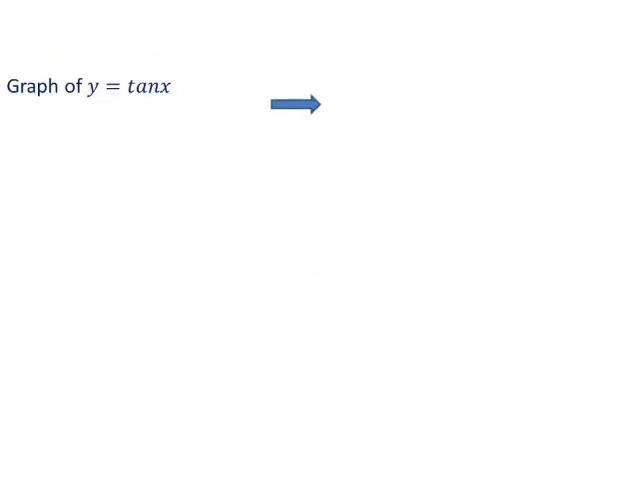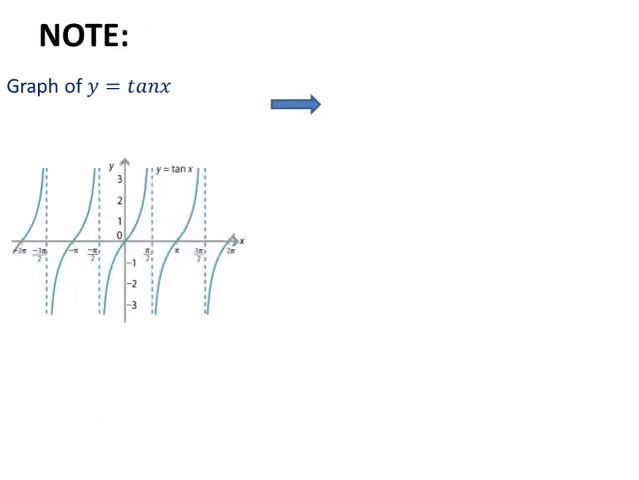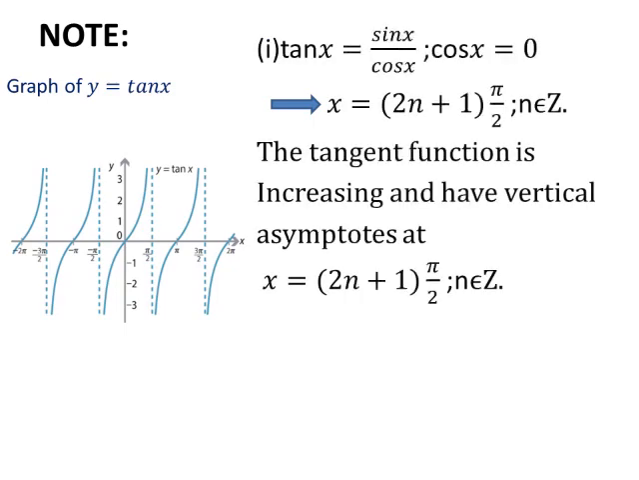Now we can see the graph of y equal to tan x. So here we have the graph of y equal to tan x in the interval minus 2 pi to 2 pi. So first subdivision, tan x can be written as sin x by cos x. If cos x is equal to 0, what you can say, x is equal to 2n plus 1 into pi by 2, where n is an integer. The reason is cos theta equal to 0 means theta will be of this form. The tangent function is increasing and has vertical asymptotes at x equal to 2n plus 1 into pi by 2, where n is an integer.